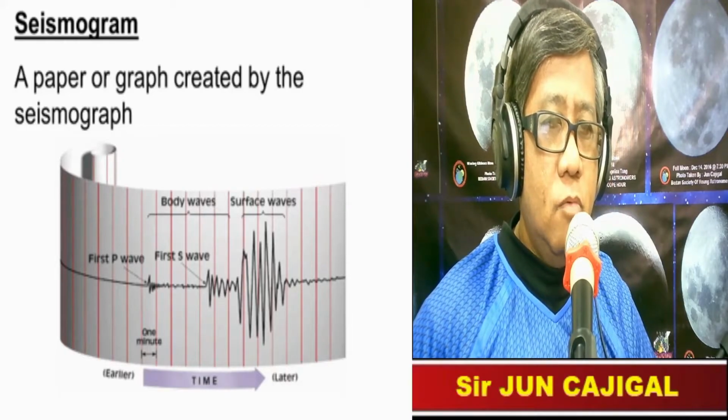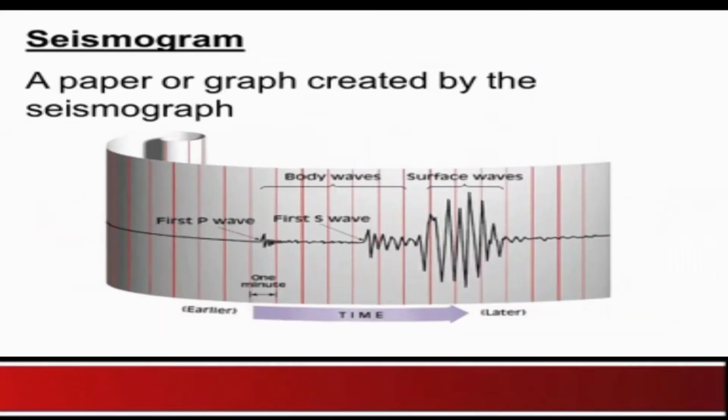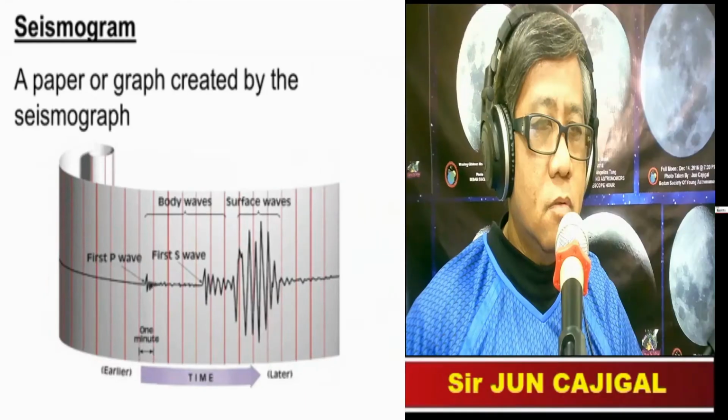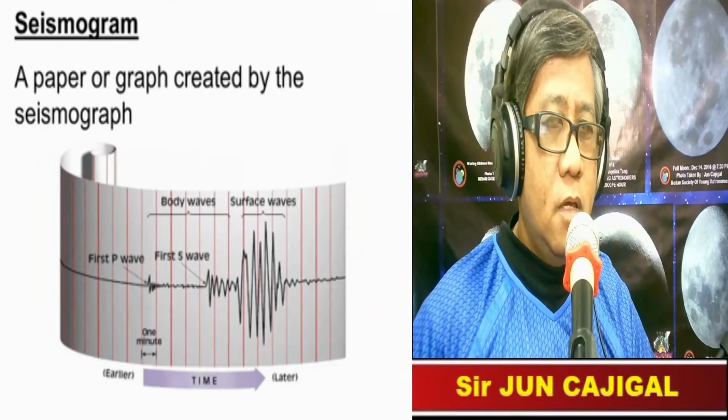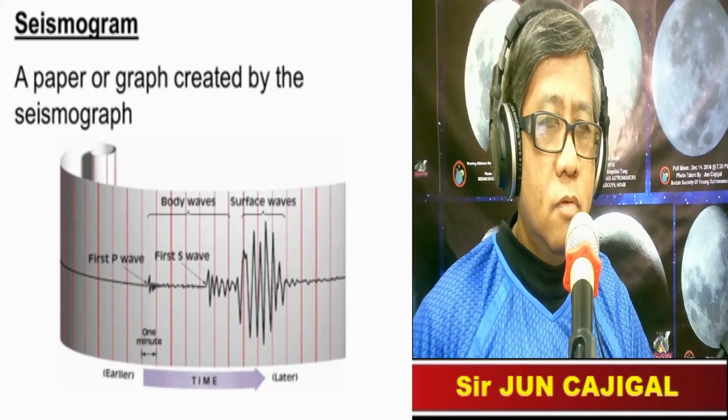Everybody, I want you to zoom in on this sample seismogram. As you can see here, the first wave that is detected is called the P wave. This is followed by the S wave and the surface wave. So this is how seismologists detect and measure earthquakes through this instrument called the seismograph, and the ground motions are recorded in this piece of paper called the seismogram.